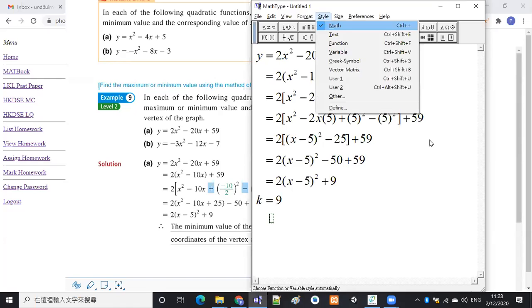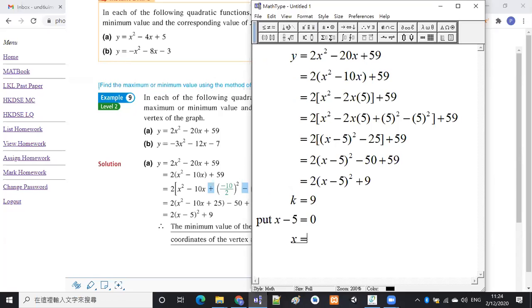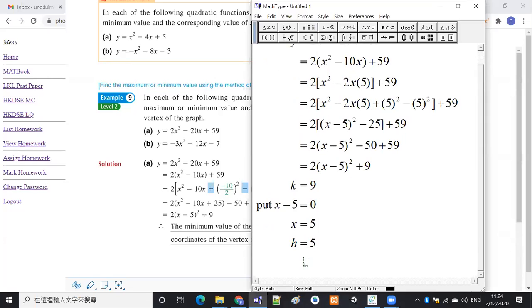The h value: when you set x minus 5, the bracket square, to be 0, you get x is equal to 5, which means that h is also equal to 5. Then the vertex will be just 5 and 9.